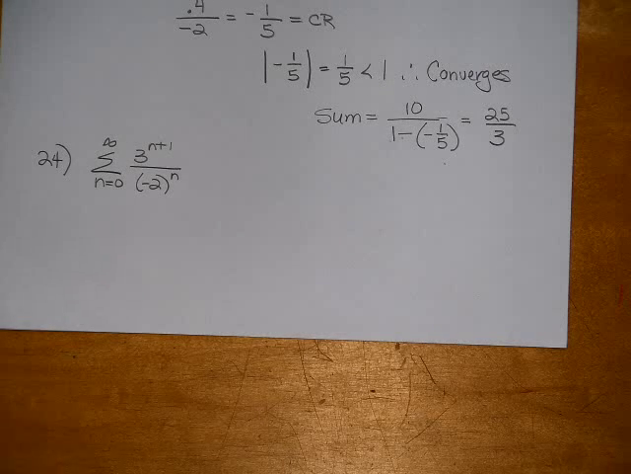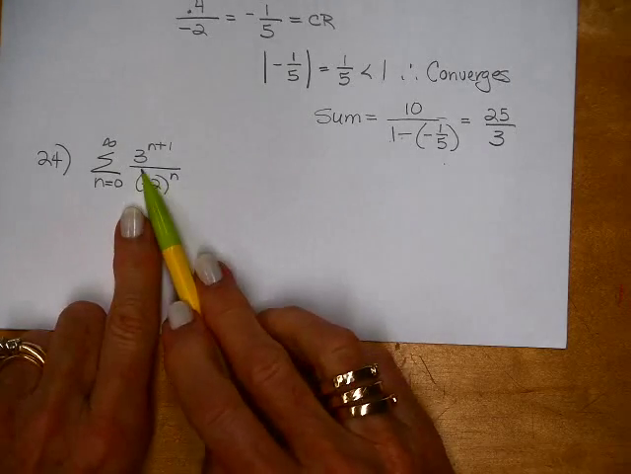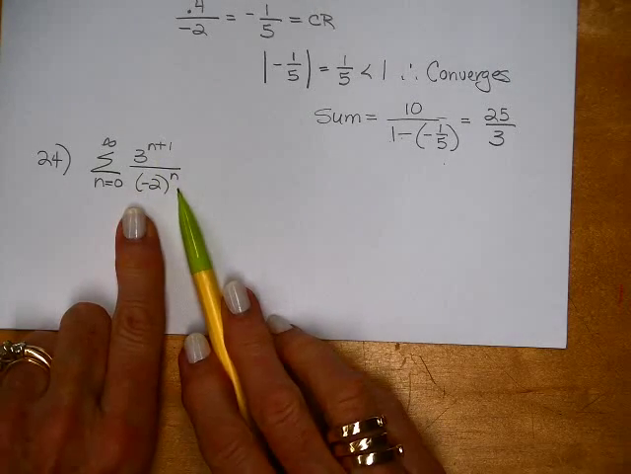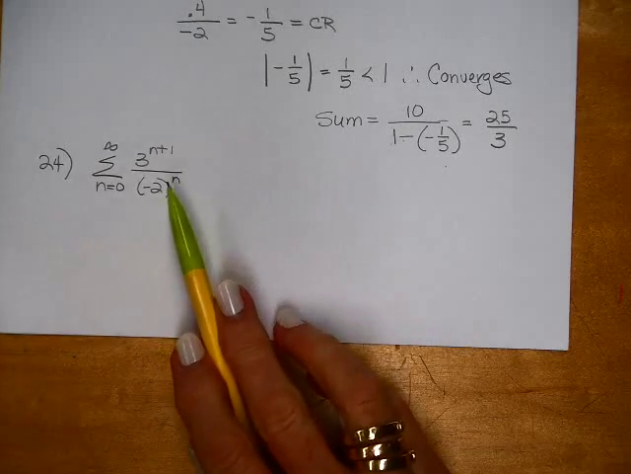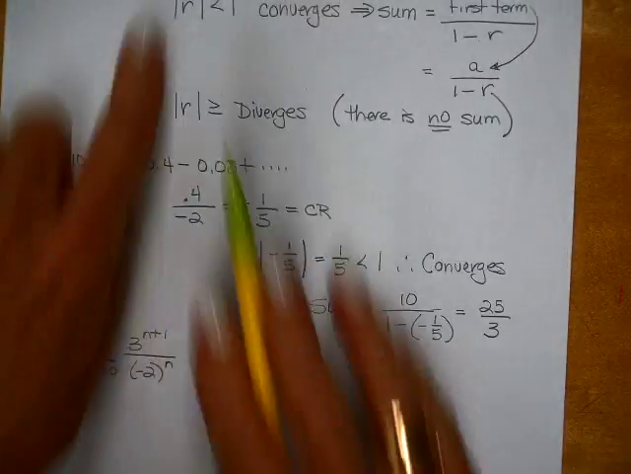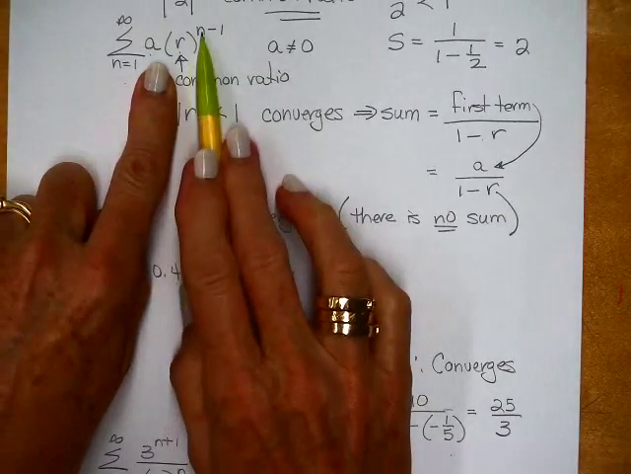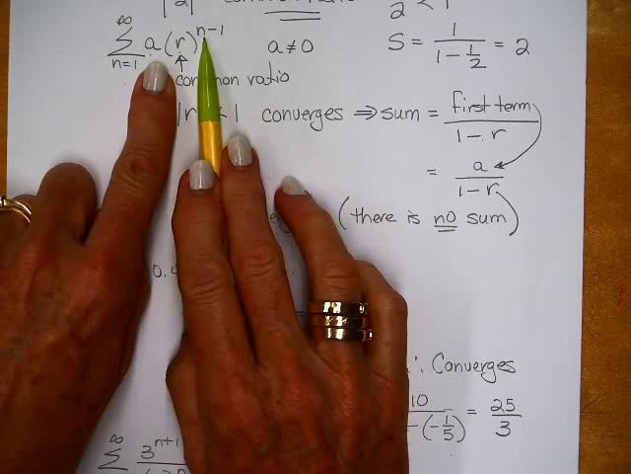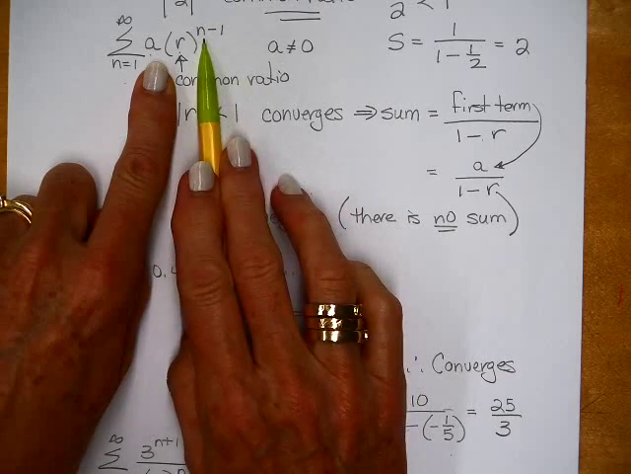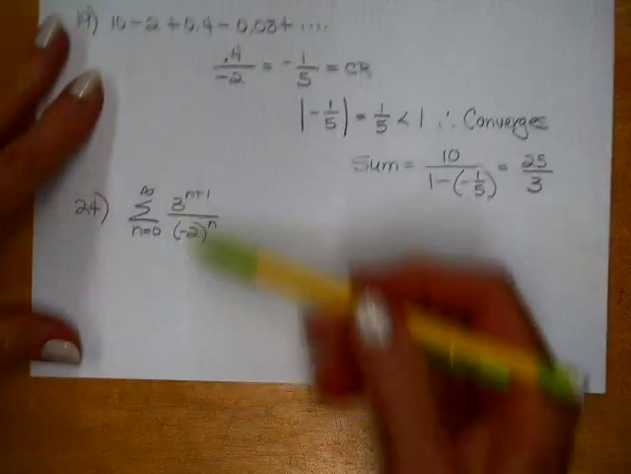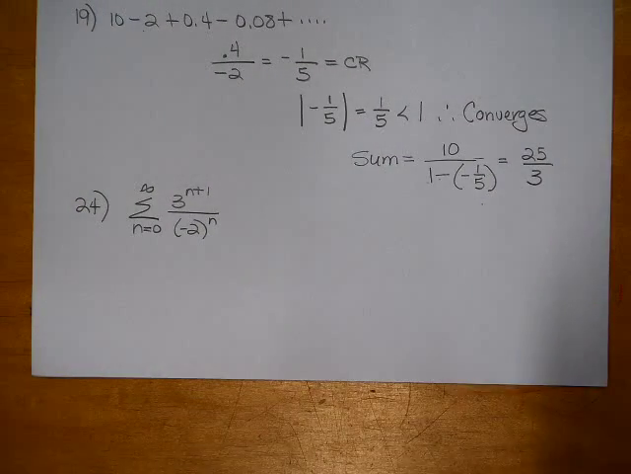This is a geometric series. This geometric series is not really in the proper form because I've got 3 to the n plus 1 here. I've got the denominator to the nth power. I need something to the same power. It can be n minus 1. It can be n. It can be n plus 1. It just has to be something to the same power.